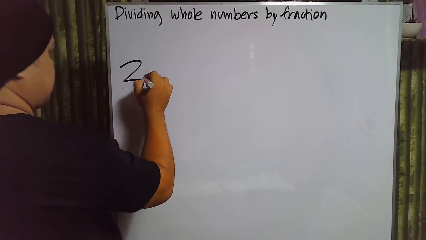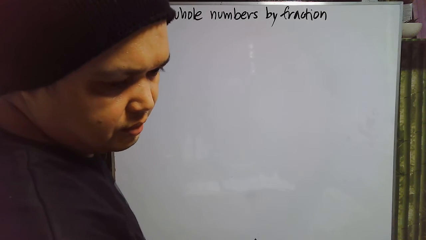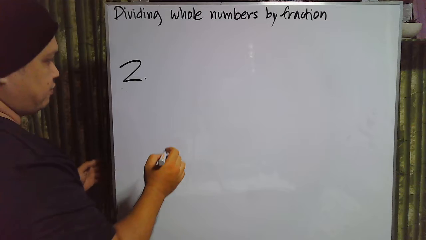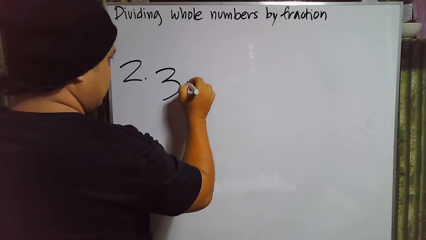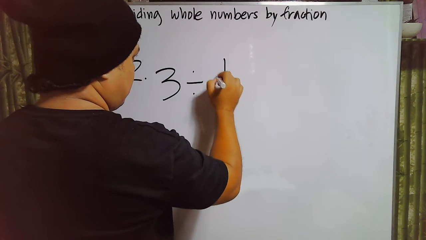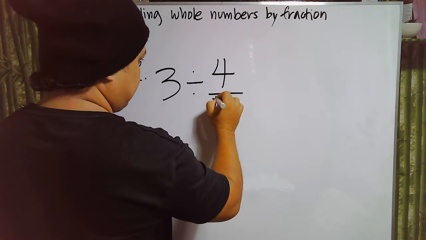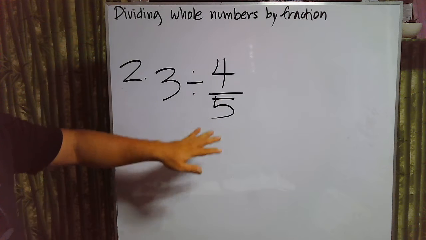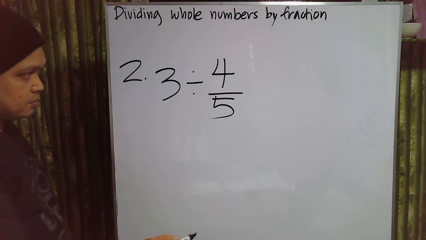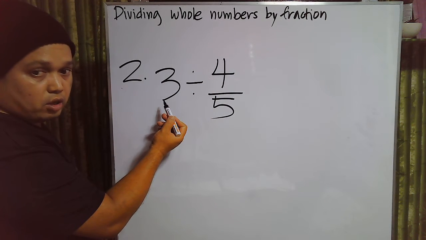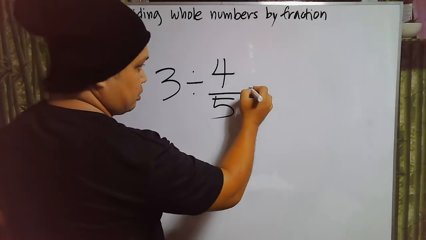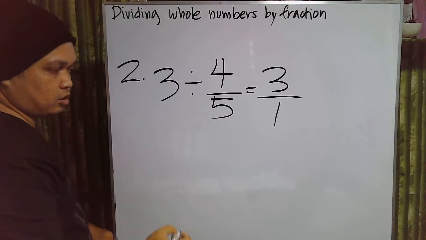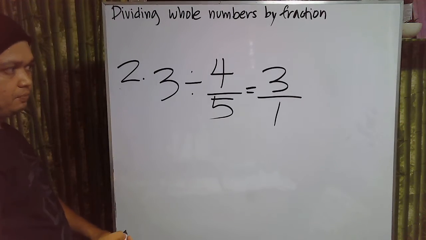Number 2. We have 3 divided by 4 over 5. Okay, so 3 divided by 4 over 5. Okay, so we have a whole number divided by fraction. So the same method, first change this whole number into a fraction, which is 3 over 1. So it's still 3. There's still equal.